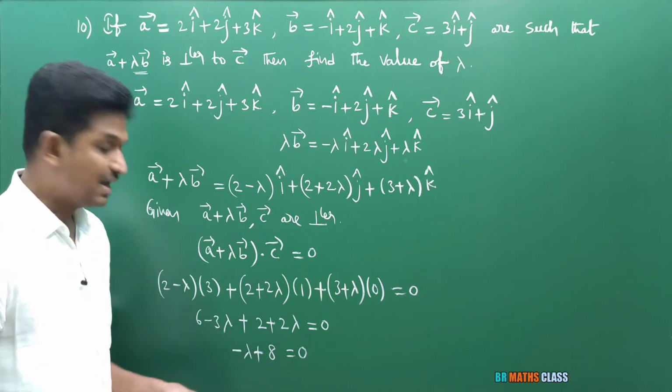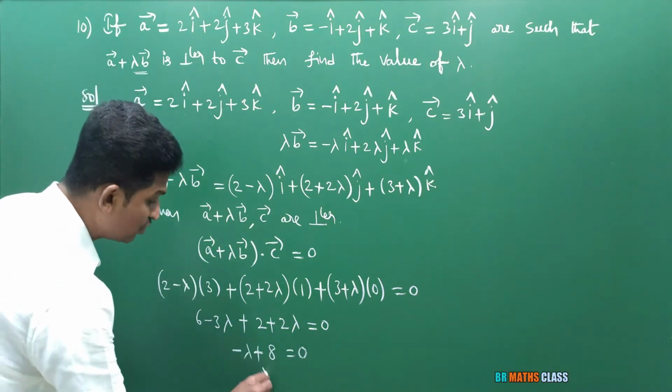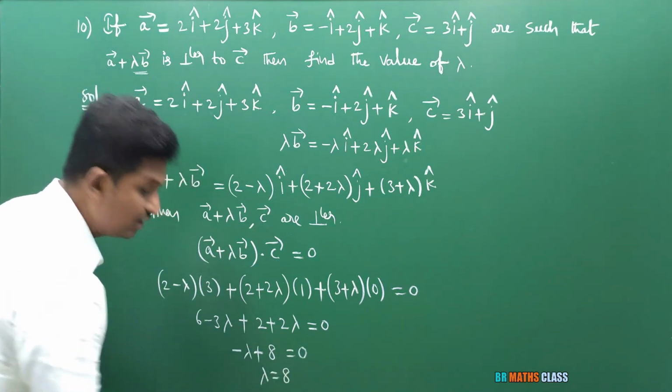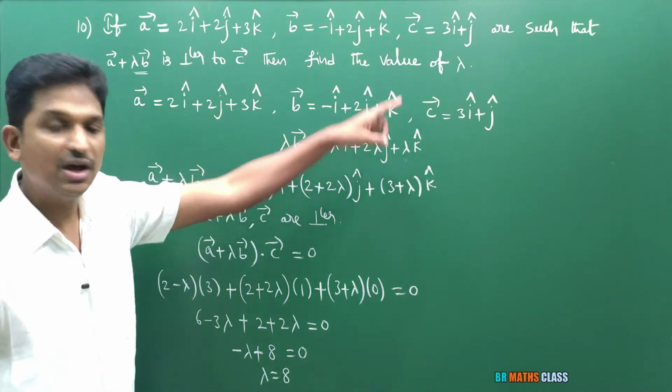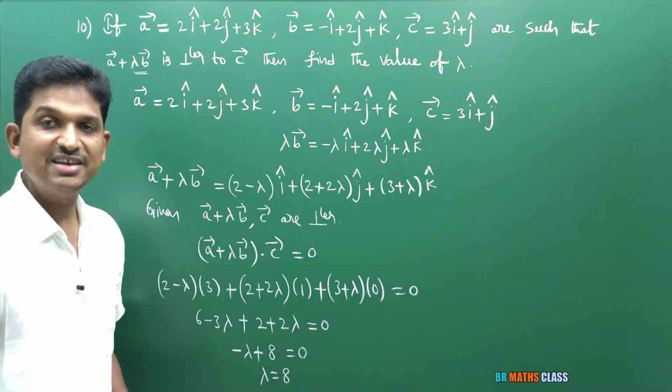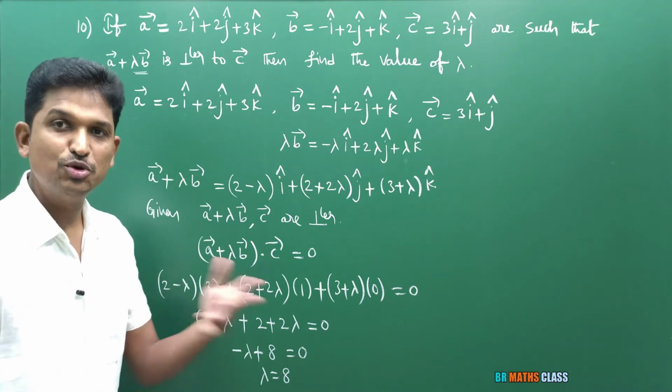From this we can write lambda. You take minus lambda to that side, what will you get? Lambda equals 8. What are they asking in the question? They are asking to find the value of lambda. We got that the lambda value is 8. Easy problem, right? Now we will move to the next question.